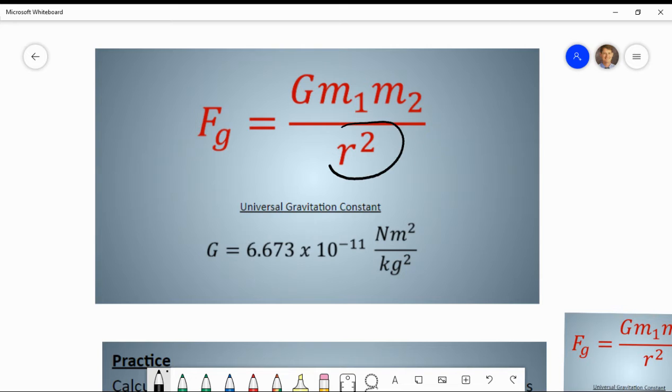And then we got this radius squared. So the radius is the most important factor here. The distance between the center of mass of the two objects. It's squared, and so it affects it much more than the masses do. All right.